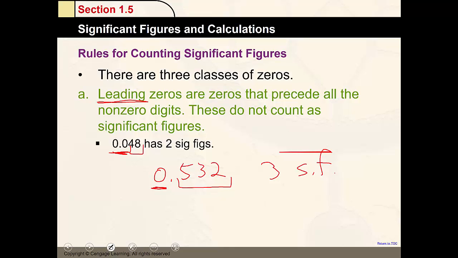Even if there are many zeros at the beginning of the number, like 0.00007, all of these first 5 zeros are leading zeros. There are zeros at the front of the number, so 0.00007 has just 1 sig fig. Okay, so leading zeros do not count as significant figures.